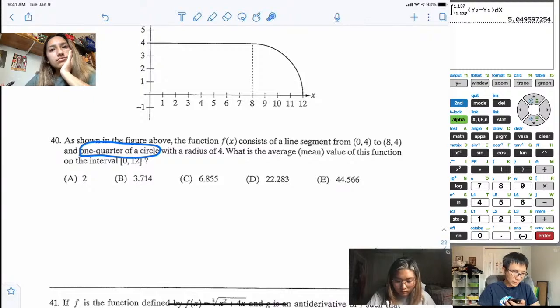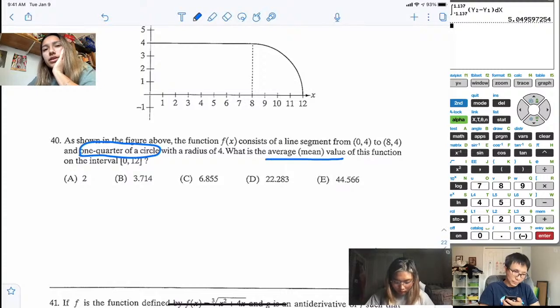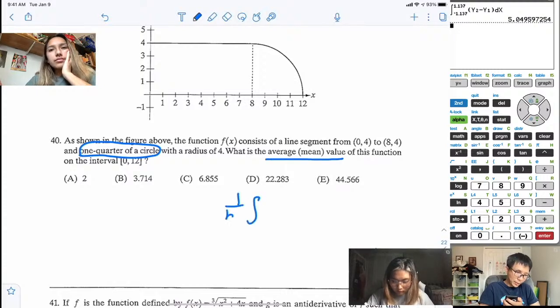Average value. Ooh, good. What is the average value? That's 1 over B minus A. 1 over B minus A. What else? There's more. Go look up the cheat sheet.